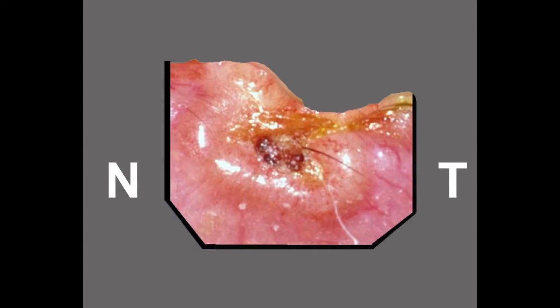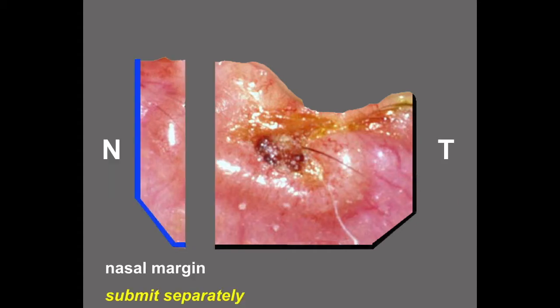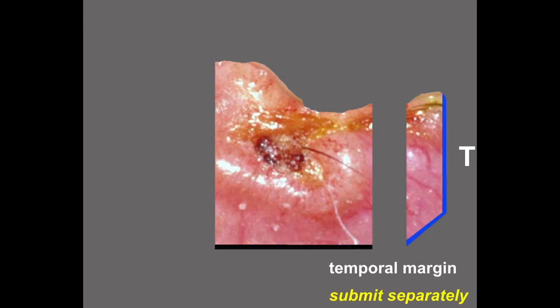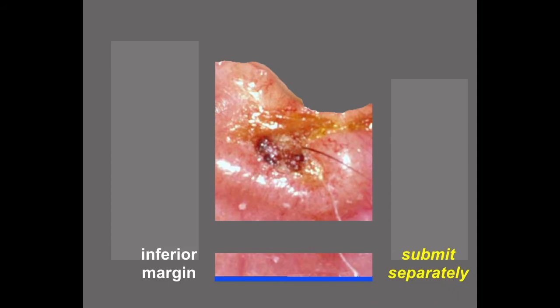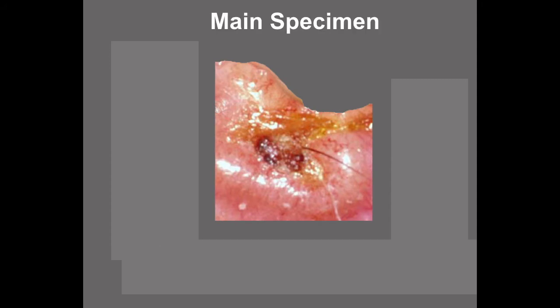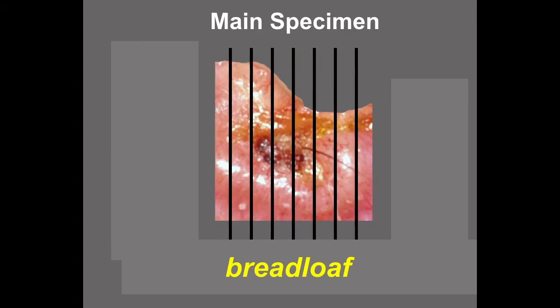First, we'll mark the margins of the specimen either with ink or blue pencil. In this instance, we'll remove the nasal margin and submit it separately. Then we'll remove the temporal margin and submit it separately. Some people will remove an inferior margin. And then the main portion of the specimen will be sectioned in a bread loaf fashion and totally submitted.